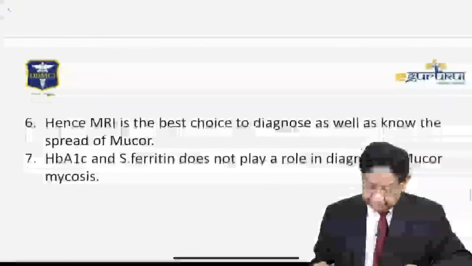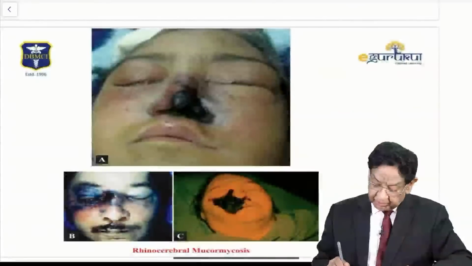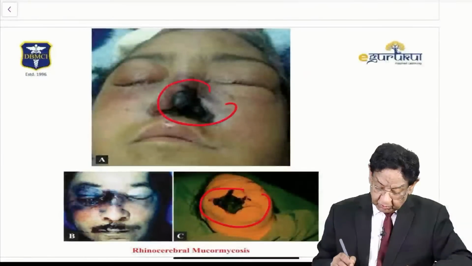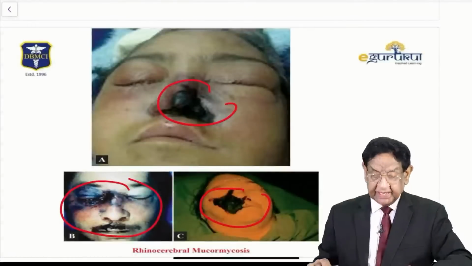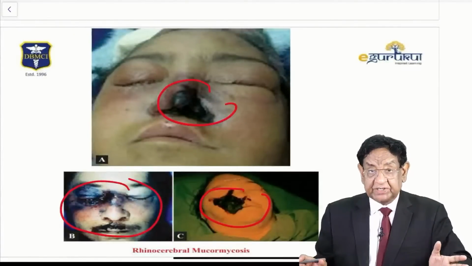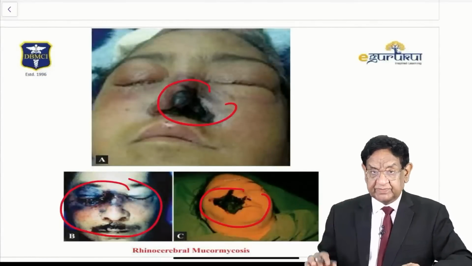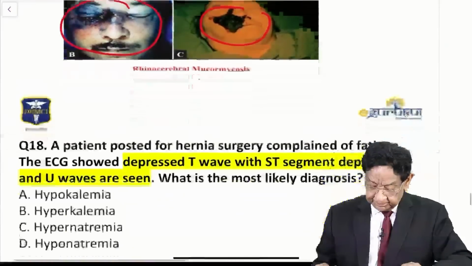Let me show you the beautiful picture also. This is the way the patient comes to us. Edema of the face, nose, and extensive edema of the eyes also. It is a clinical diagnosis, and it's a very fatal condition. We don't have to wait. We can start amphotericin therapy as well as go for MRI, but don't delay it.